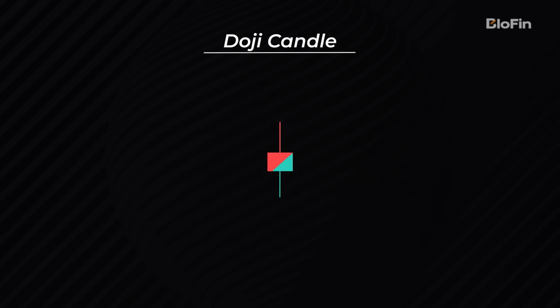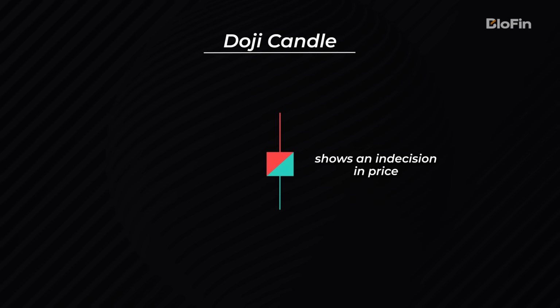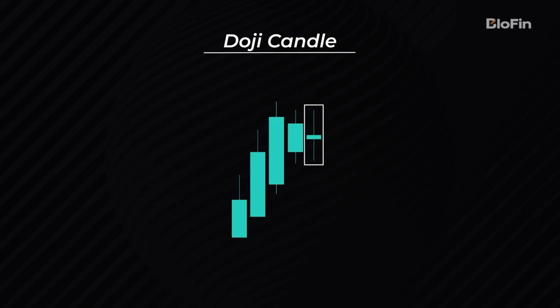The third type is the doji candle. A doji candle can appear as either green or red, but the key characteristic is that it has a small body and wicks on both sides that are almost equal in length. This type of candle shows indecision in price, as neither buyers nor sellers were in control. When a doji candle forms on an existing trend, it could be a sign that the trend has weakened and that a sideways move or a reversal could form next.